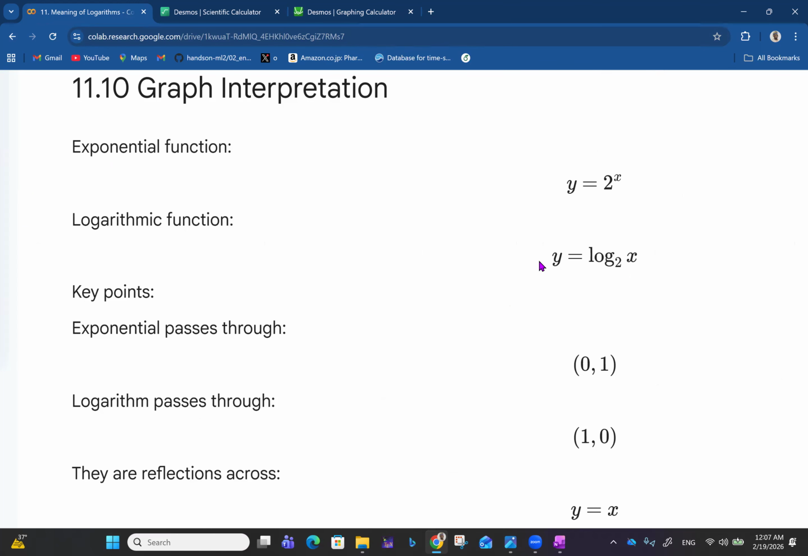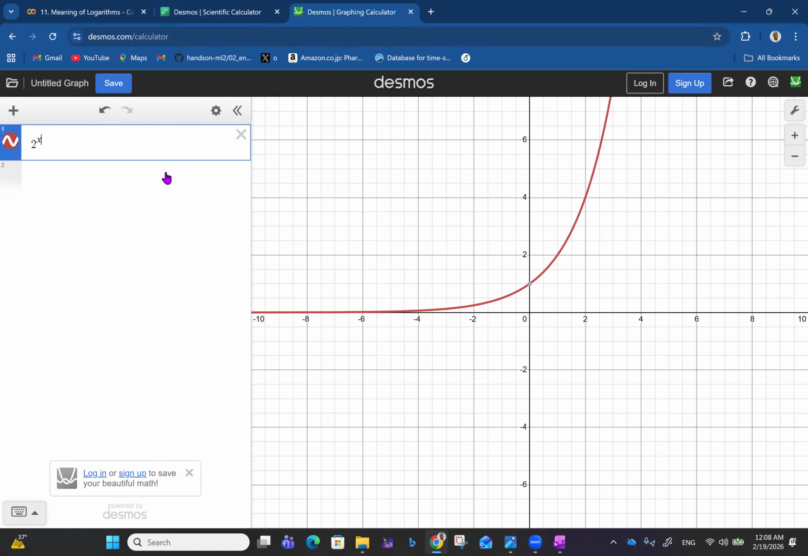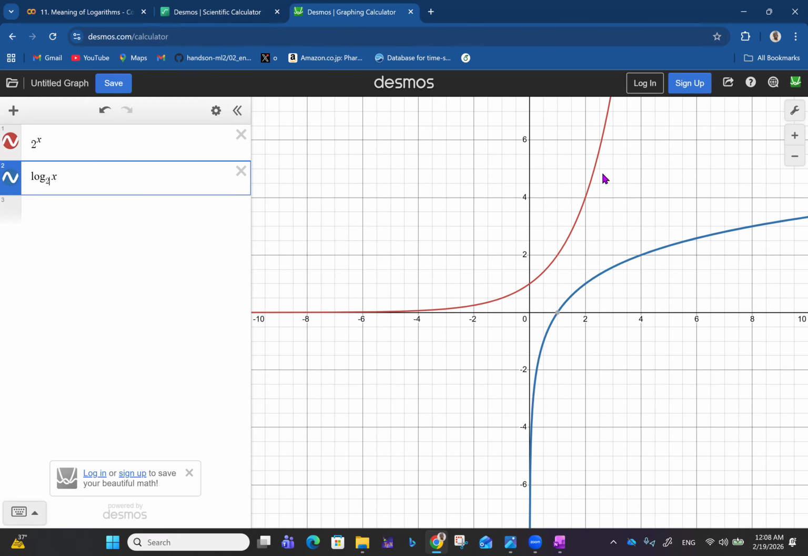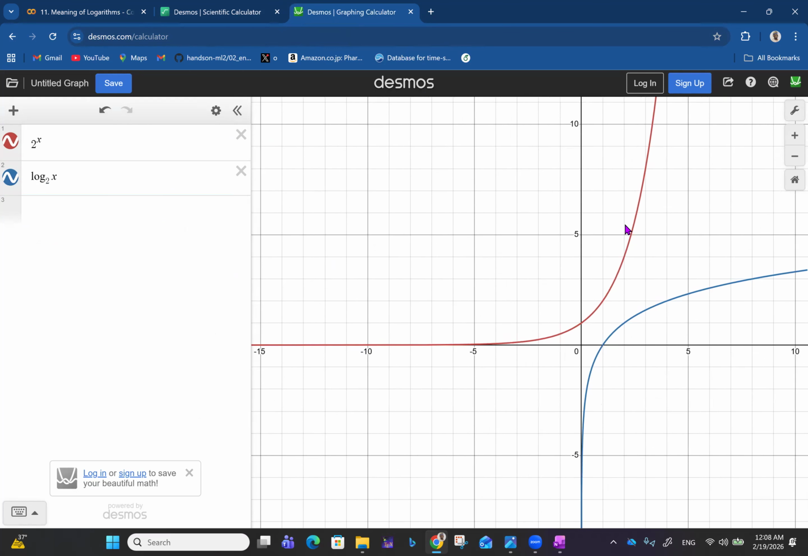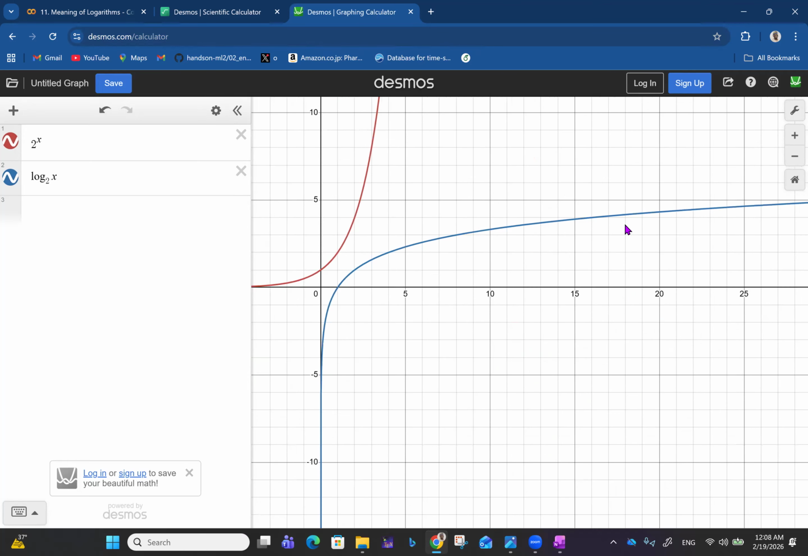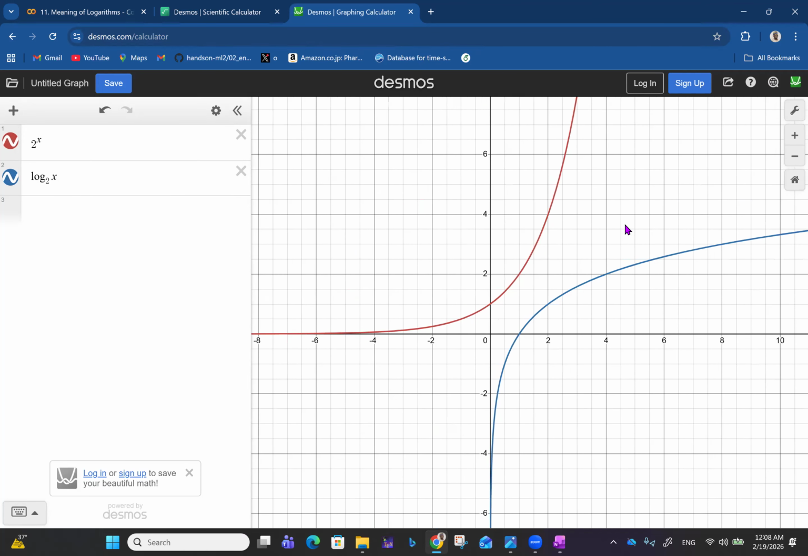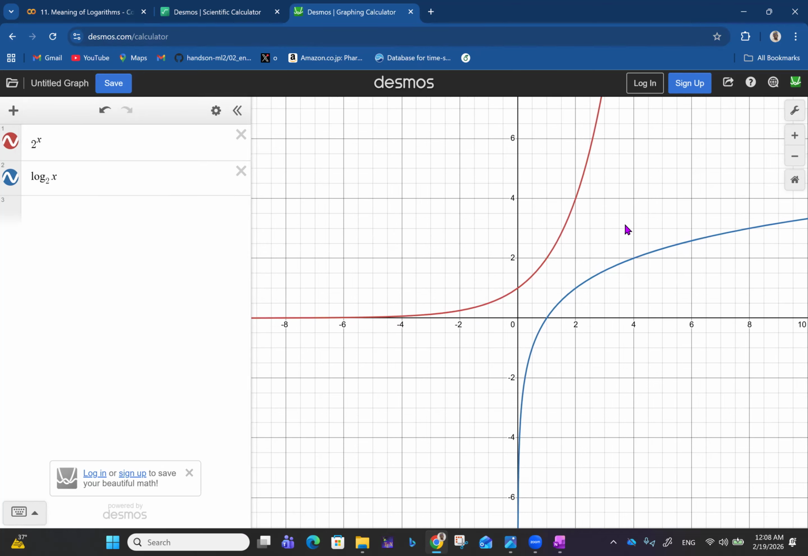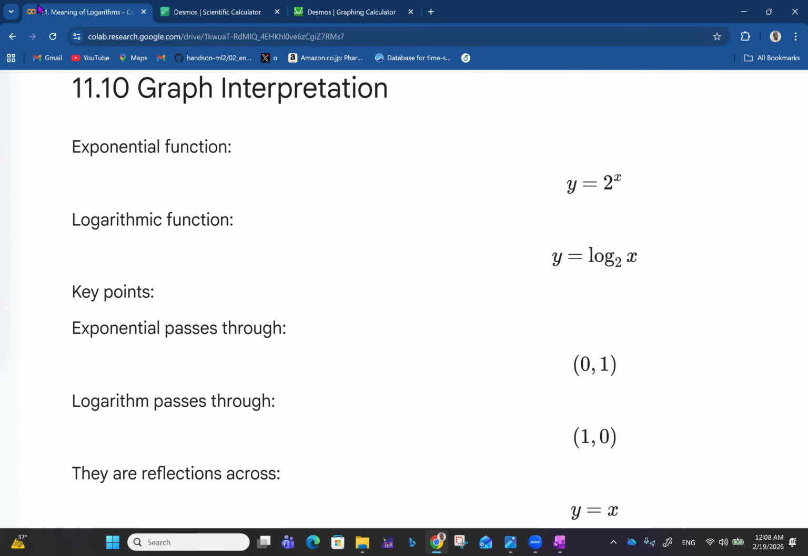On the other hand, of course, we know they are inverses of each other. So we now have log x to base 2. Okay, you can see they are opposing each other like this. So that's what that looks like. Red is the exponent while blue is the log.